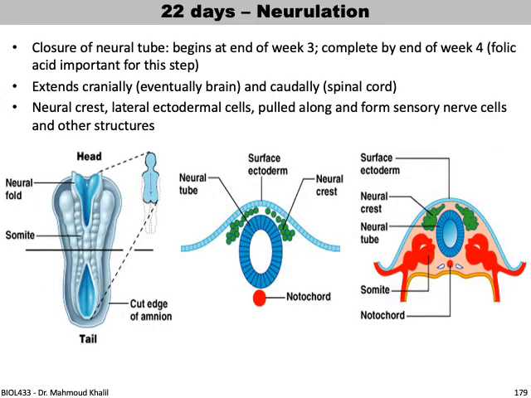At 22 days, the closure of the neural tube begins at the end of week 3 and could be completed by the end of week 4. So that's why folic acid is important for these steps. The embryos start to extend cranially, eventually forming the brain, and caudally, eventually forming the spinal cord. The neural crest is the lateral part of the neural folds, lateral ectodermal cells that are pulled along and form sensory nerve cells and other structures.